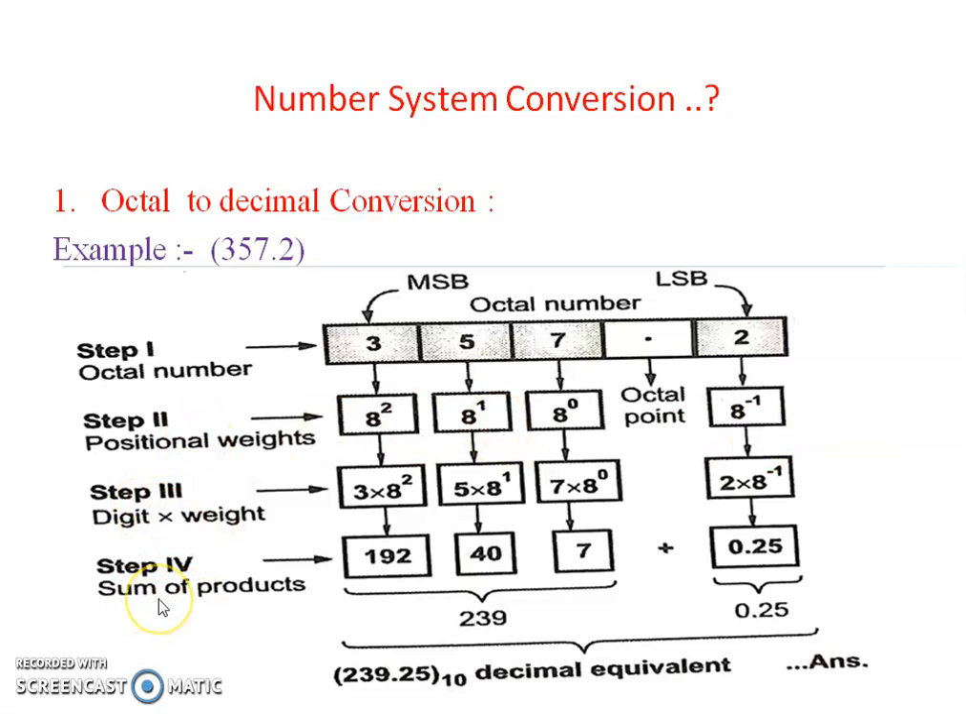Now our fourth step is to find the sum of products to obtain the decimal equivalent of the given octal number. So here 7 into 8 raised to 0 is 7, and 5 into 8 raised to 1 is 40. This is our sum of products. So our final answer is 239.25 base 10. It means the octal number is converted to a decimal number.